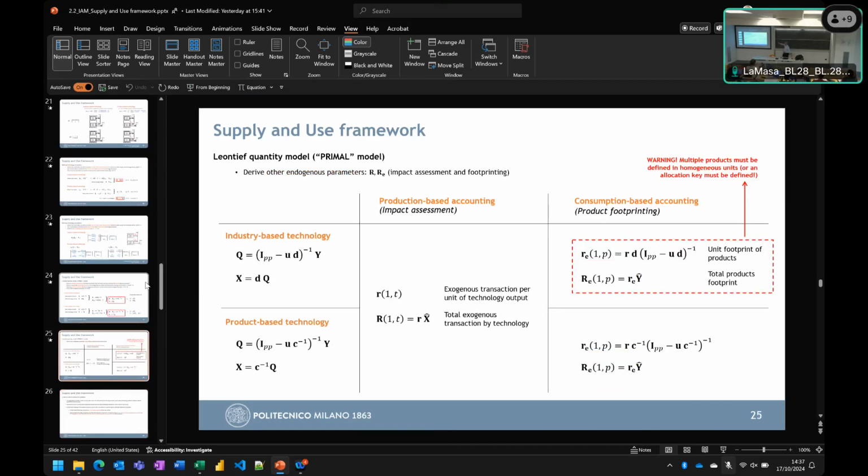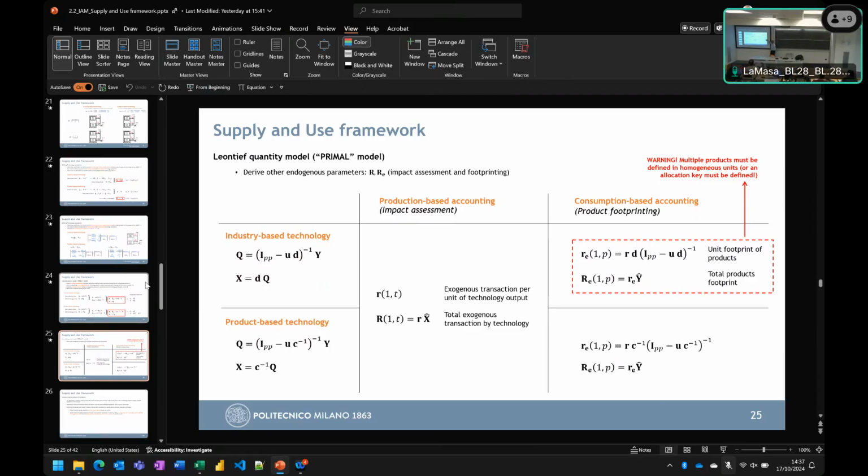And then we arrive at the end point, that is the calculation of the impact of the system that is operating. One way we can look at one side of the coin is by calculating the impact in terms of production-based accounting. So we are accounting for the technologies that are causing the overall direct impact of the system. We are simply multiplying the environmental transactions coefficients by the total activity by technology, with proper elaboration in order to match the row and column shapes.